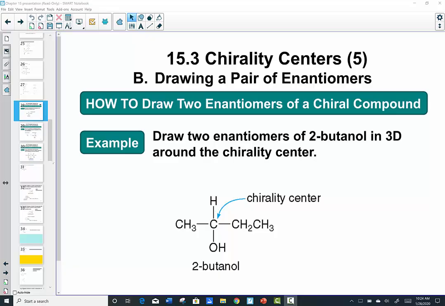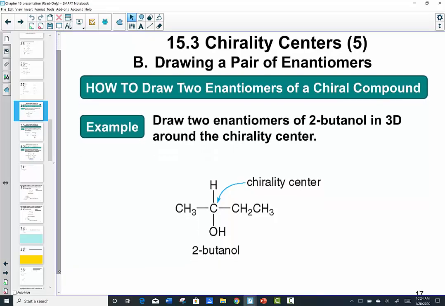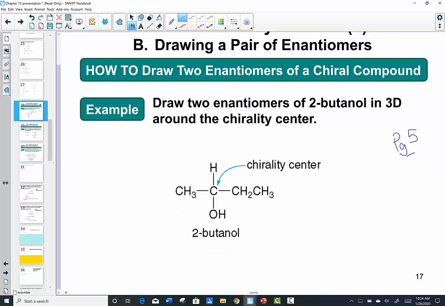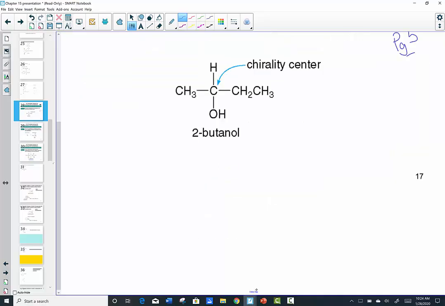So let's begin with just an example where we're asked to draw two enantiomers of a molecule, 2-butanol, in 3 dimensions around the chirality center. So just to pick up where we are in section 15.3, practice drawing a set of enantiomers. If you notice that we're just looking at page 5 at the very top on your notepad page, just to help you there. So as we begin drawing, we want to think about a molecule in a 3-dimensional way.